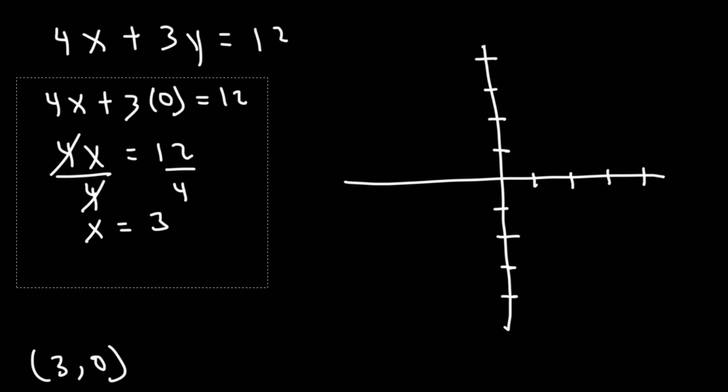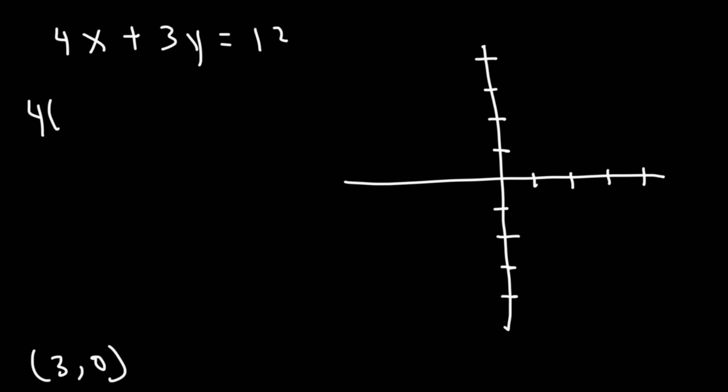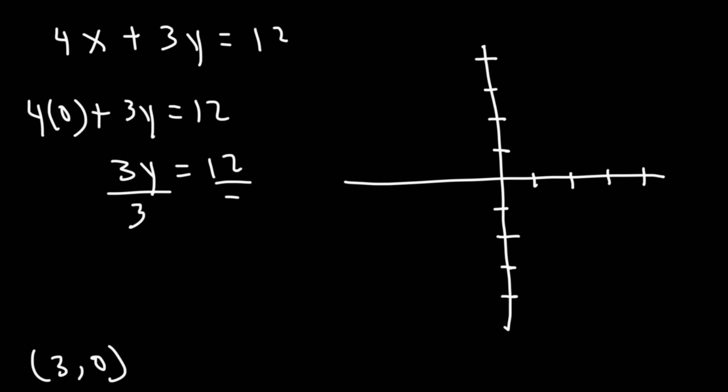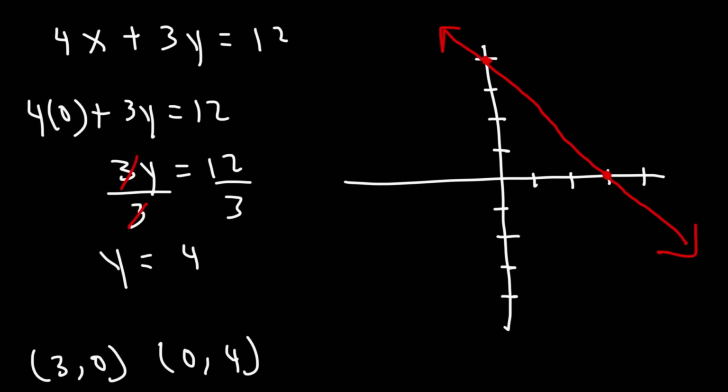Now let's get the y-intercept. So this time let's replace x with 0. 4 times 0 is 0, so we just get 3y is equal to 12. Divide both sides by 3. So y is 12 divided by 3, which is 4. So we get the point 0 comma 4. So the x-intercept is at 3, the y-intercept is at 4. And then we just need to connect those 2 points with a straight line. So that's how we can graph the linear equation in standard form: 4x plus 3y is equal to 12.